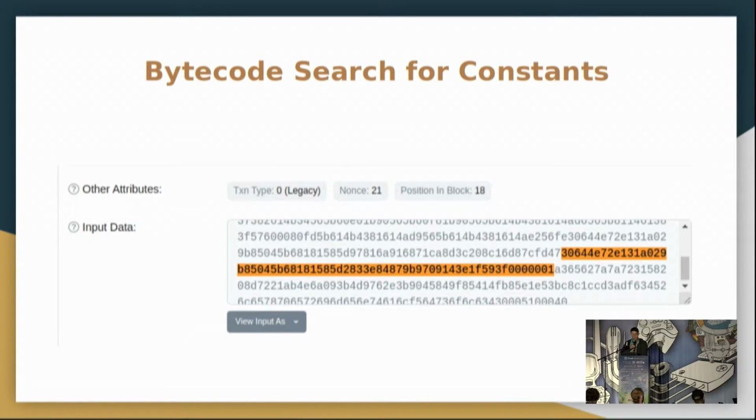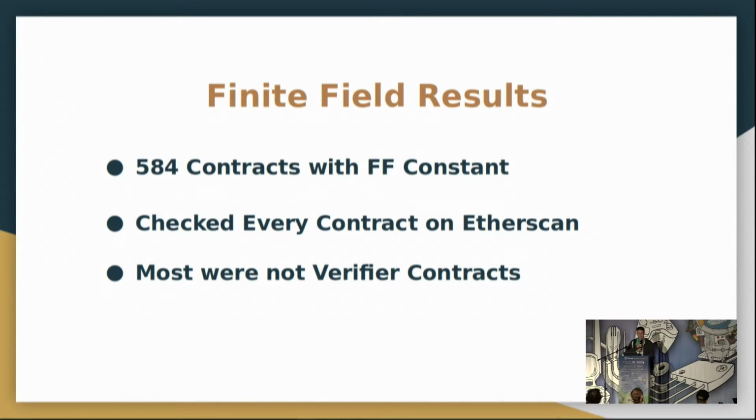The first thing I did is I searched through the bytecode for contracts, and in that bytecode, you can search for constants directly, because those are put in as a hash. So that hex for the finite fields is this big number right here. It is very unique, and it's only used for finite fields of doing modular math for cryptography. After searching through that, I found 584 contracts with that finite field constant. So I checked every one of those on Etherscan, and most were not verifiers.